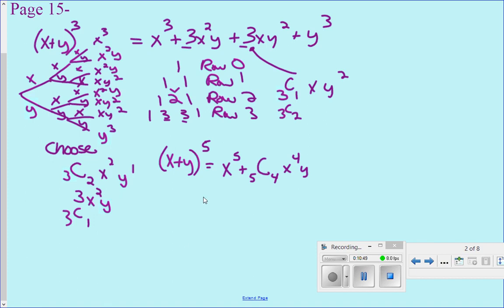The other thing that you might remember that we talked about earlier when we first learned this was that second coefficient and second to last coefficient is always going to be the number you're expanding to. So 5c4 is 5.